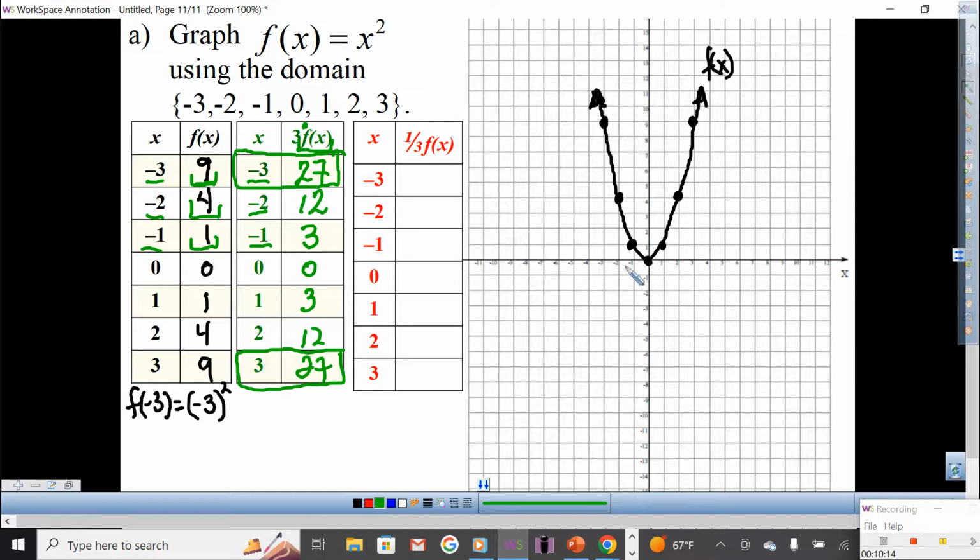-2, 12. Do that in green. -2, 12. -1, 3. 0, 0. 1, 3. And 2, 12. And what do we label this one? Yeah, g of x. Okay.